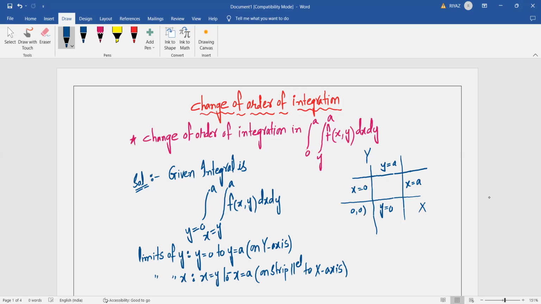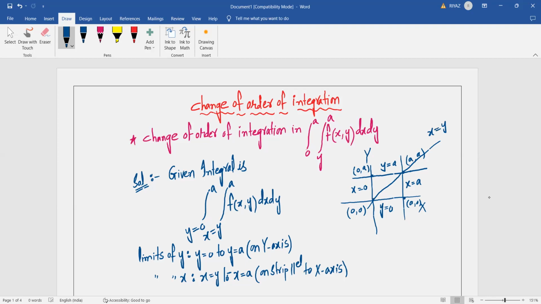If this is 0 comma 0, then this point is a comma 0, this point is a comma a, and this point is 0 comma a. So x is equal to a is done. X is equal to y is a straight line passing through the origin, right?